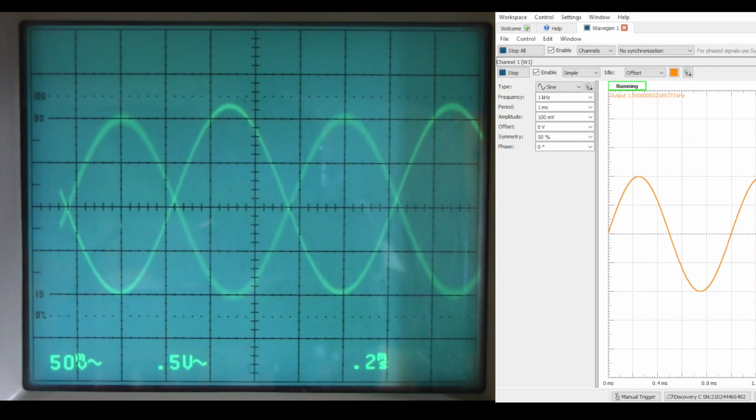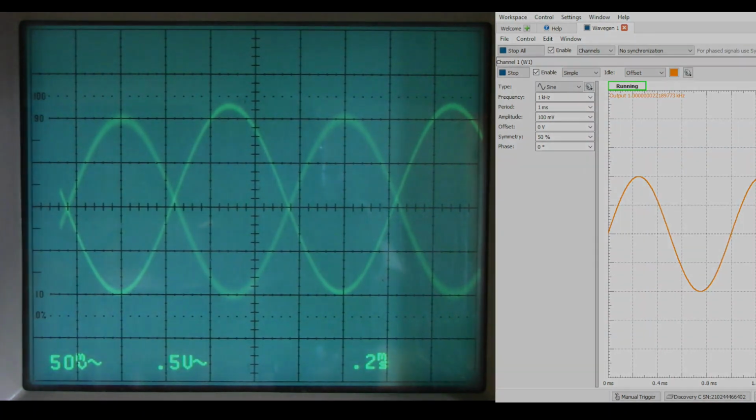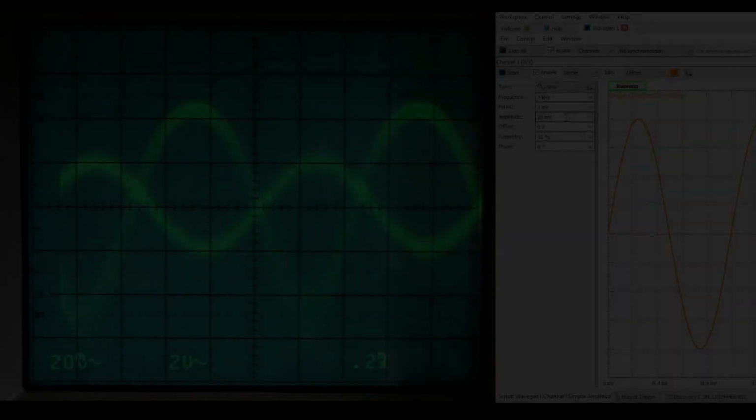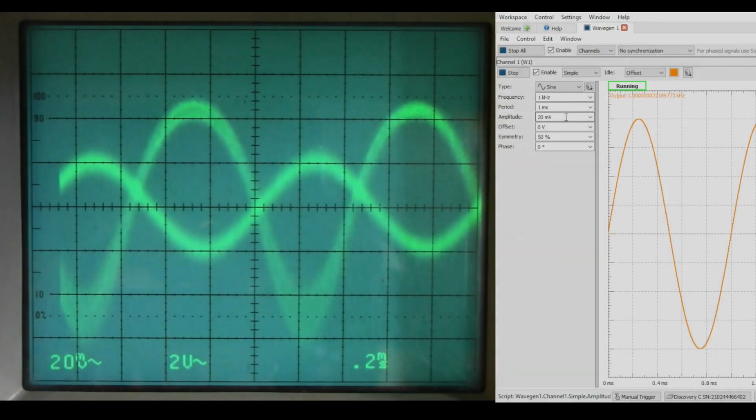I'm going to move that emitter capacitor one more time, and this time I'm going to place it directly across the emitter. So essentially we're bypassing both of the 100 ohm resistors. It's not very pretty, but that's the best I can do with this oscilloscope right now.